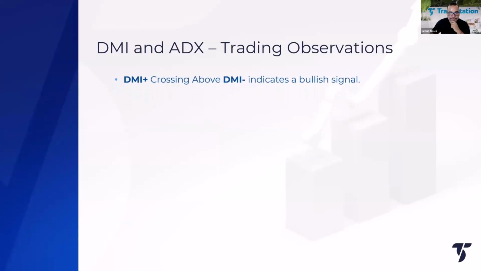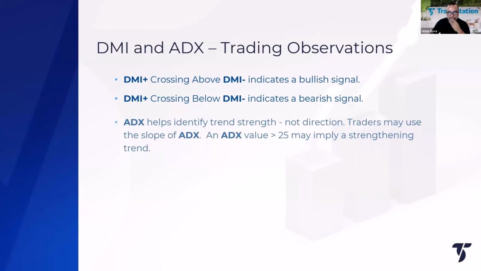Trading signal: DMI plus crossing over DMI minus indicates a bullish signal. DMI plus crossing below the DMI minus indicates a bearish signal. We're going to take a look at that. I think there's a built-in strategy on TradeStation that does exactly that.